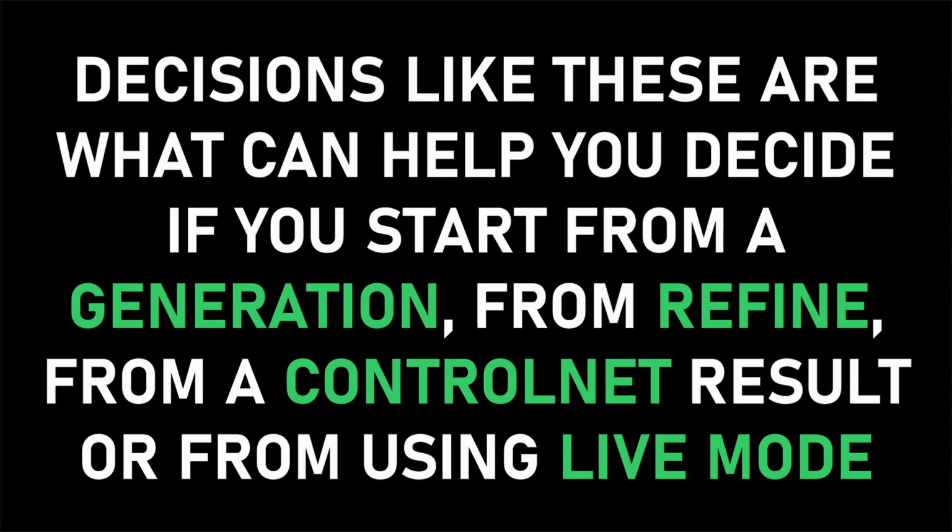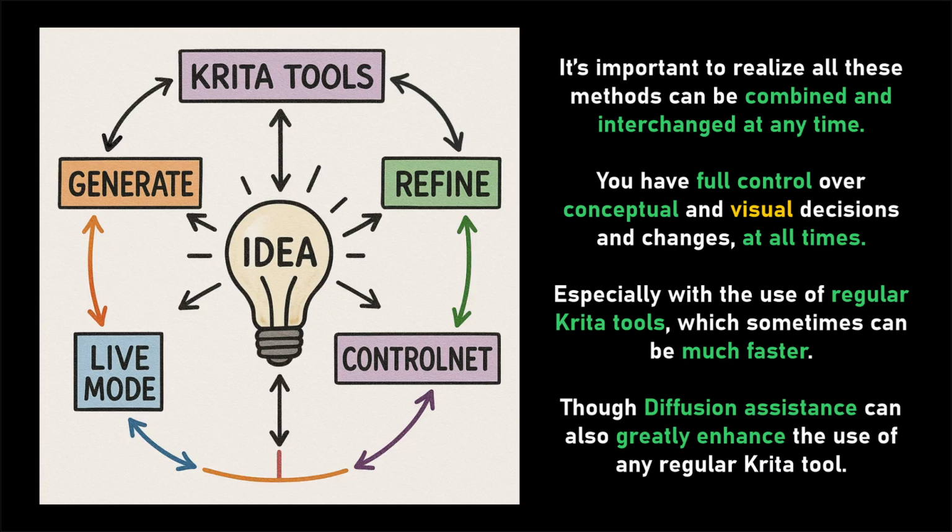Decisions like these are what can partly help you decide whether to start from a generation, from refine, from a ControlNet result, or from using live mode. However, it's important to realize that all of these methods can be combined in different ways and can be used and interchanged at any time, and that you have full control at any point over any changes and decisions you want to make as you go along. And especially that sometimes using regular Krita tools can be much more effective than just doing random AI dice rolls. But also that AI can greatly enhance the use of those regular Krita tools.